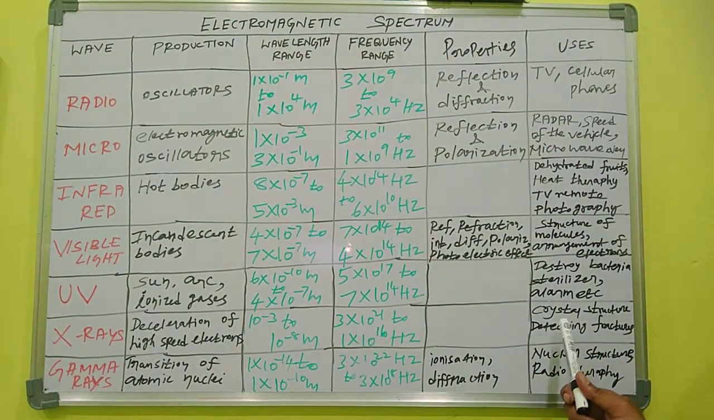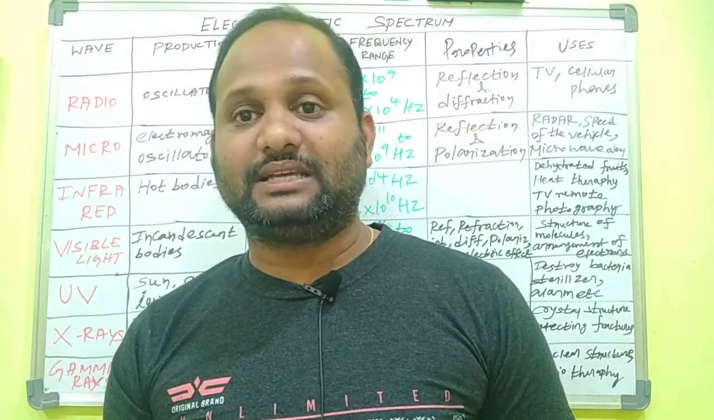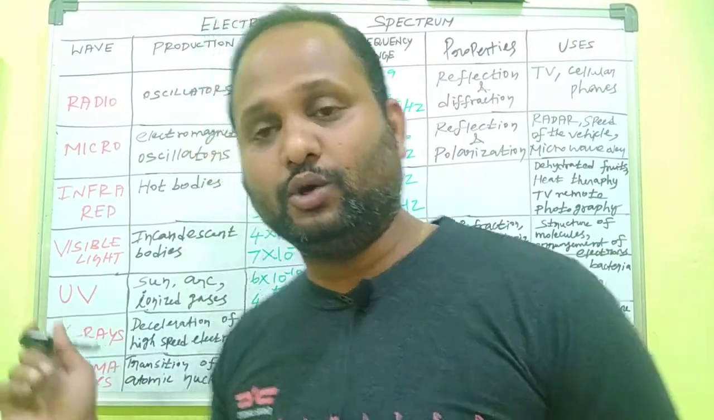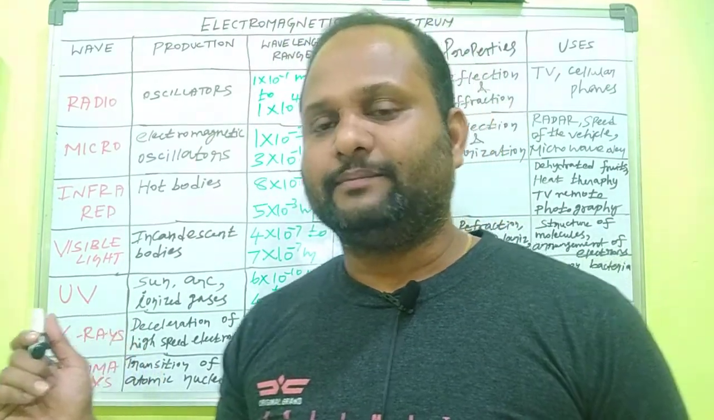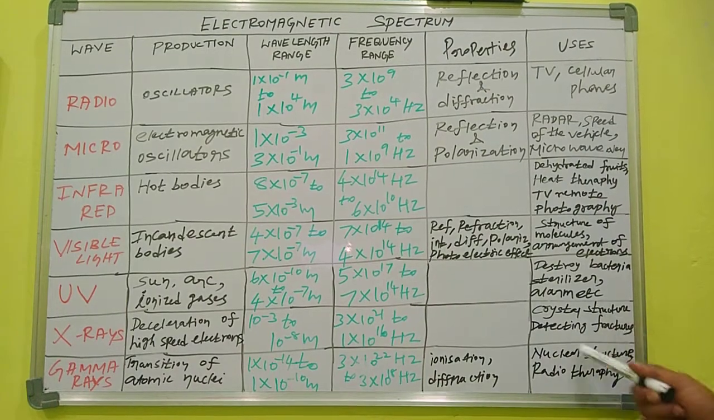Its penetrating power is high when compared to UV rays. UV rays have less penetrating power, X-rays have more penetrating power. It has a low wavelength. The next use is to find crystal structure.